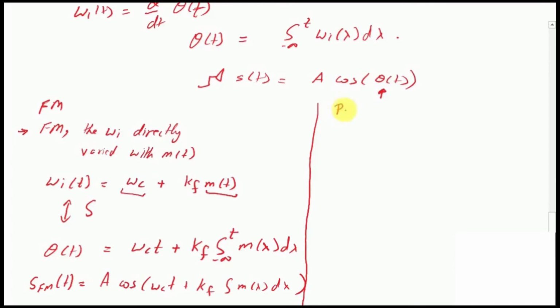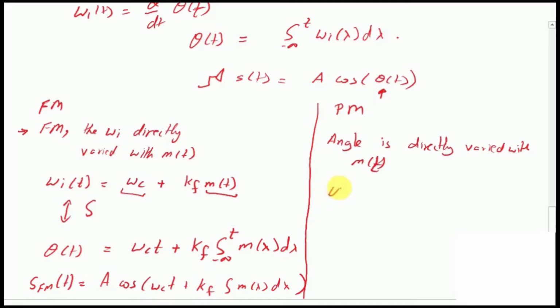Similarly, when we're talking about phase modulation, in phase modulation, the angle is directly varied with the message signal m of t. So by that, what we mean is that this theta of t is simply omega ct plus, originally we had theta naught, but I have mentioned that we are making it 0. We are considering the intercept at 0. So this is just generic. You can keep it, you can remove it. It's up to you, right?